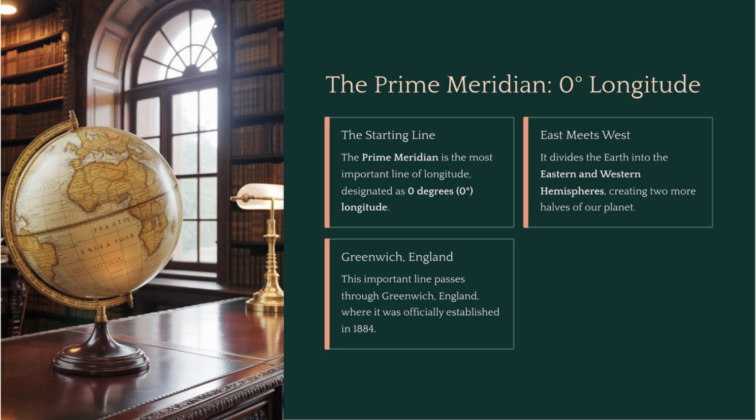Just as the equator is the main line for latitude, the prime meridian is the main line for longitude. It's 0-degree longitude, and it runs through a place called Greenwich, England. This line is our starting point for measuring east and west. The prime meridian, along with the international date line on the opposite side of the globe, divides the world into the eastern hemisphere and the western hemisphere. The US is almost entirely in the western hemisphere. The prime meridian is also super important for calculating time zones around the world.